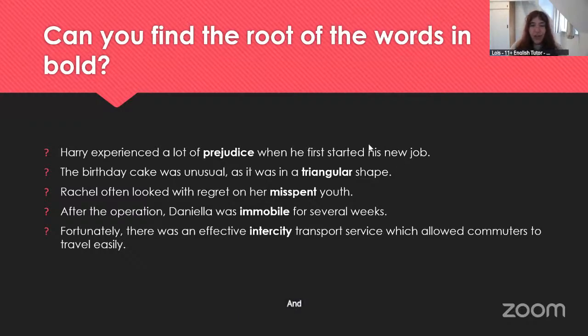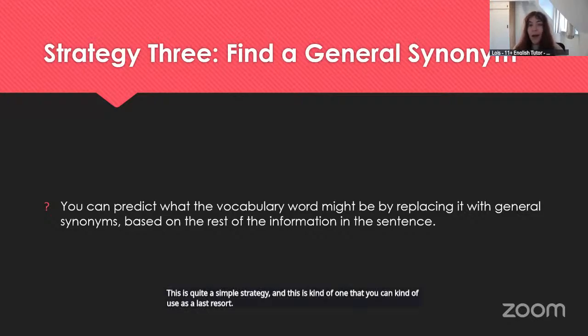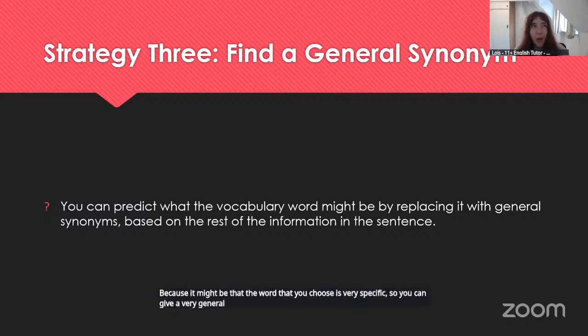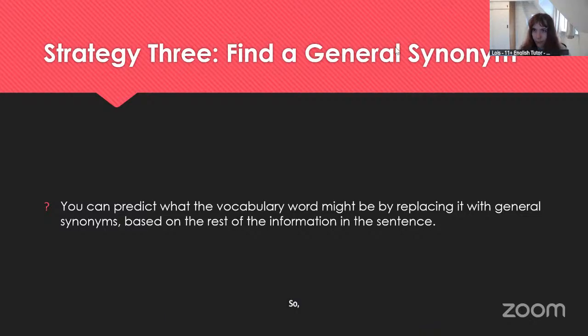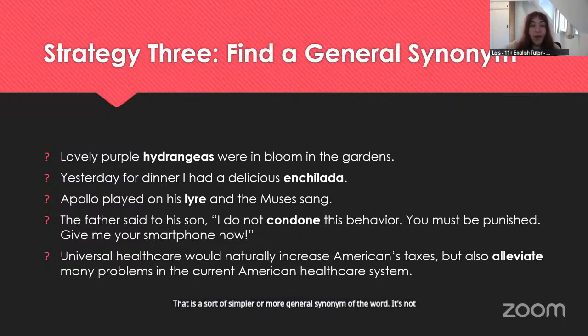And let's do a final quick strategy before we look at an extract. This is quite a simple strategy, and this is one that you can use as a last resort. So you can replace the word you have, if you are not really sure, try and replace it with a very general synonym, because it might be that the word that you choose is very specific, so you can give a very general word that might encompass some of its meaning. So have a look at these. All you need to do is give me a word that is a sort of simpler or more general synonym of the word. It's not going to be exact, but it's going to be close.